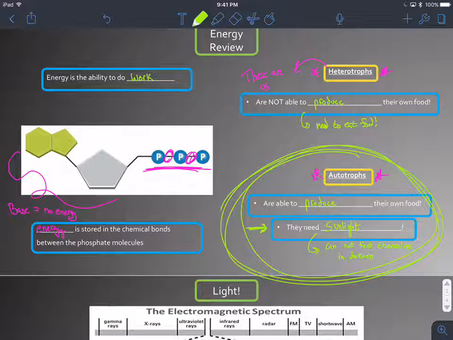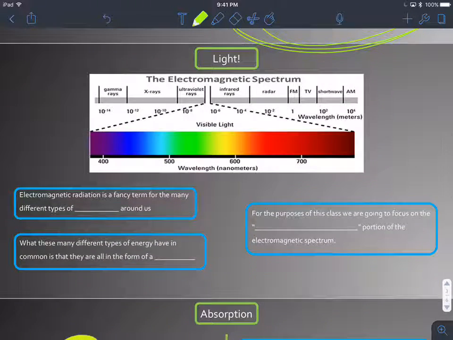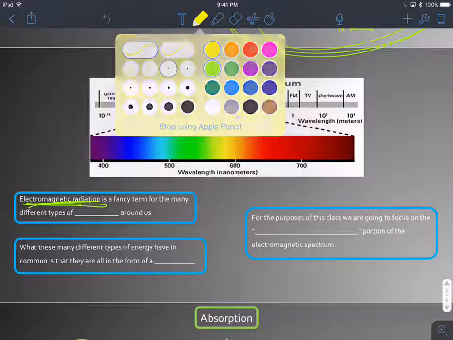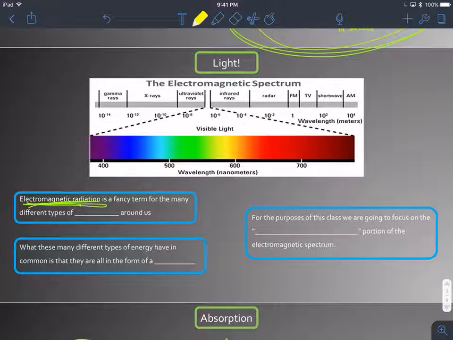Because it's autotrophs that undergo photosynthesis to get this energy, to make this food. And it all starts with light. A term that I want you to know is electromagnetic radiation. It's really just a fancy term that refers to the many different types of energy around us.